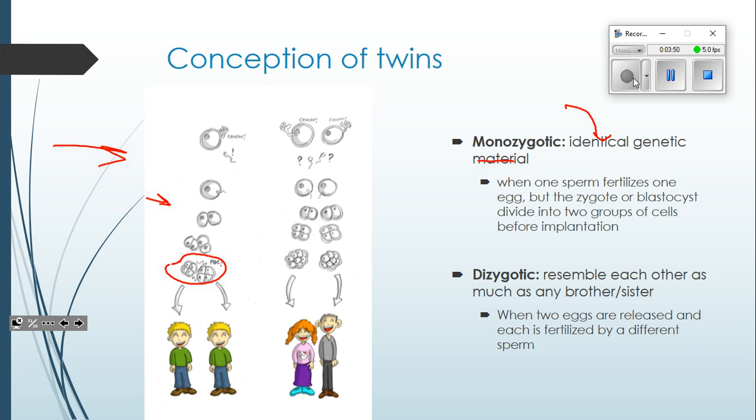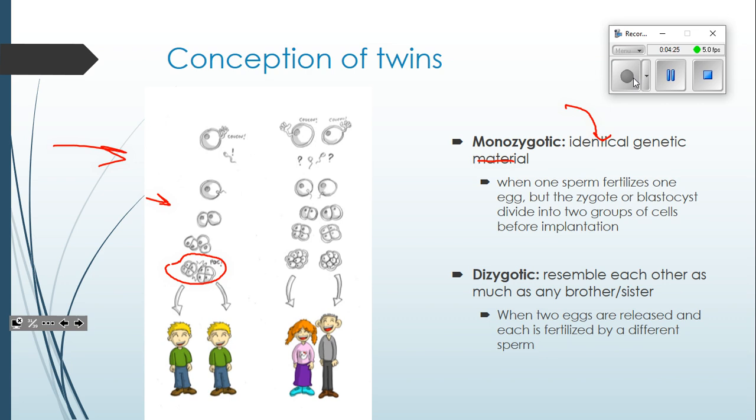So I have a question. Can identical twins be different sexes? They cannot. If they are identical, they have the same genetic material, including sex chromosomes. So, identical twins could not be different genders, different sexes. They have to be the same one.